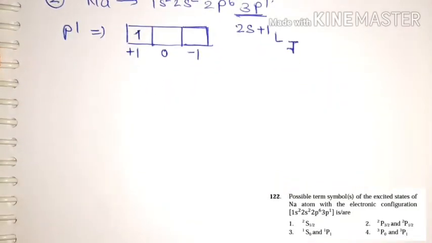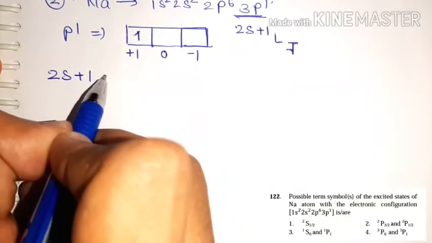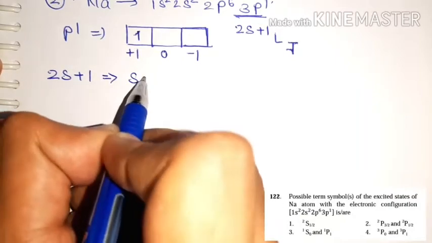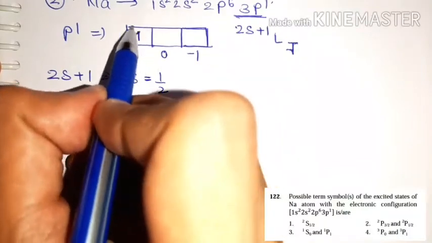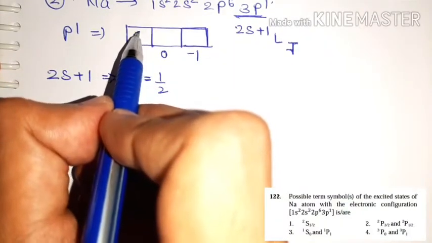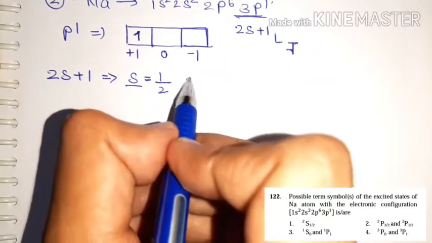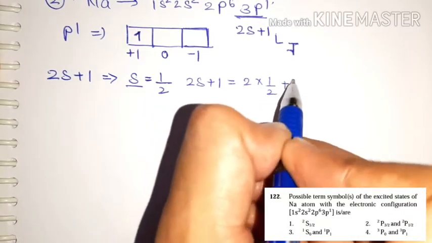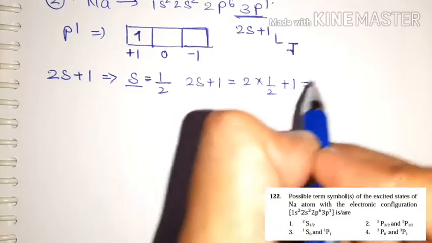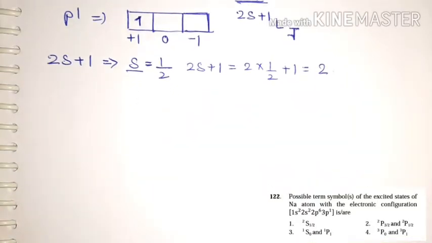So in the term symbol, first of all, we must find the value of 2S+1. First of all, the value of S is half. Why? Because we have only a single unpaired electron present in the px orbital, and the spin of this unpaired electron is half. So the value of 2S+1 will be equal to 2 into half plus 1. So 2 into half is 1 and 1 plus 1 is 2. So the value of 2S+1 is 2. Understand? Okay.